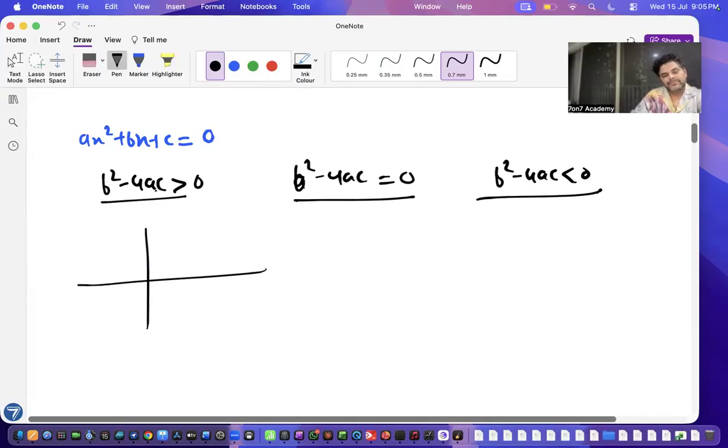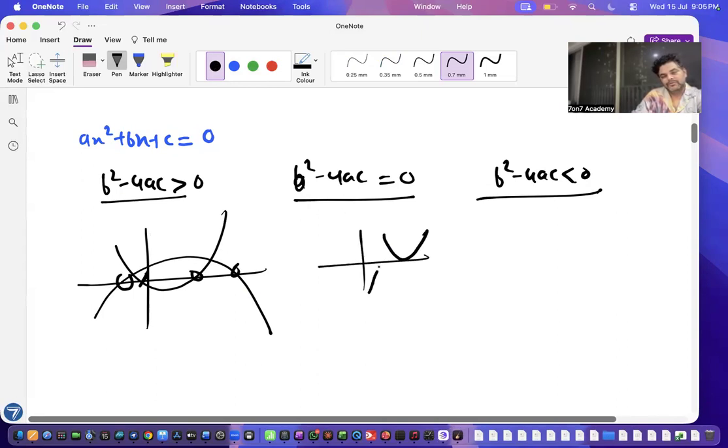These are the constraints to see the number of roots. For this type of graph you will have either this or this: it intersects twice because two different values of x intersect. If a is positive, it opens up. In this case, it touches and goes up or touches and goes down. In this case, it does not touch the x-axis at all. No intersection, no roots.